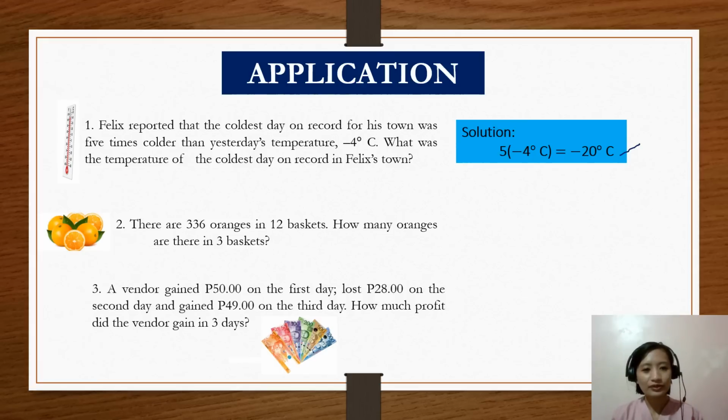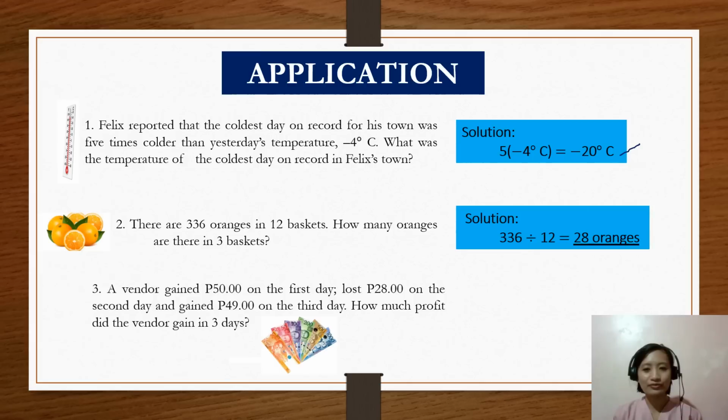For example number 2, there are 336 oranges in 12 baskets. How many oranges are there in each basket? To answer this, we just have to divide 336 by 12, and the result is positive 28, or there are 28 oranges in each basket.